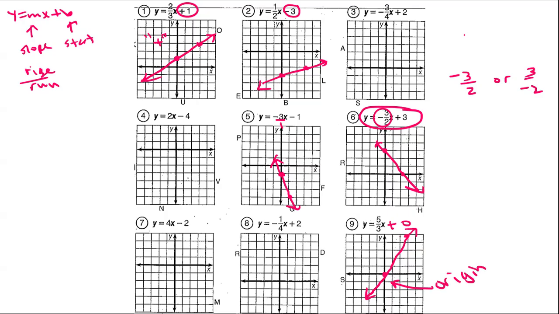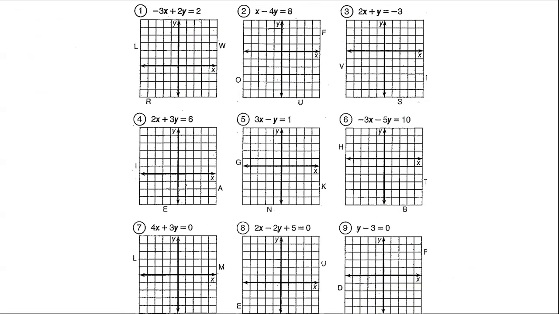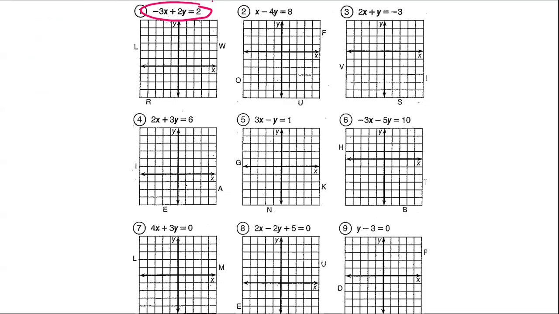All right, questions on that one? Okay. All right, so let's look at the next part. So these ones are nice because everything is set as y equals, right? So what if we don't have that? So that we have something like this. So let's look at the first one here: -3x plus 2y equals 2. So what I need to do is solve for y first, and then I can graph it.